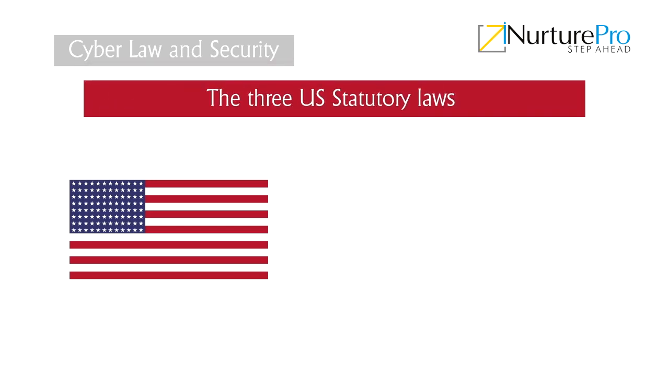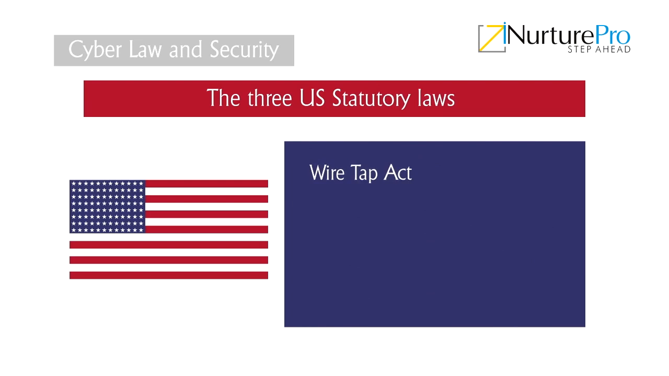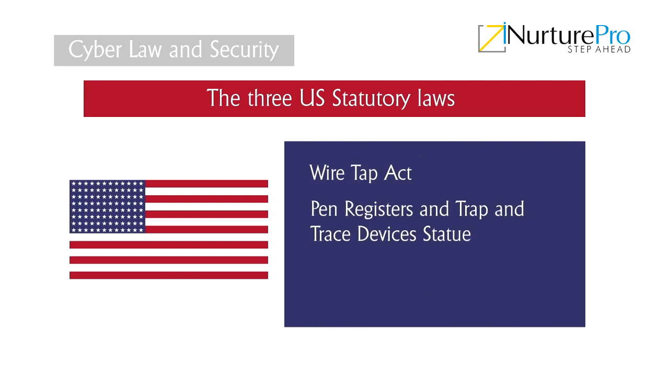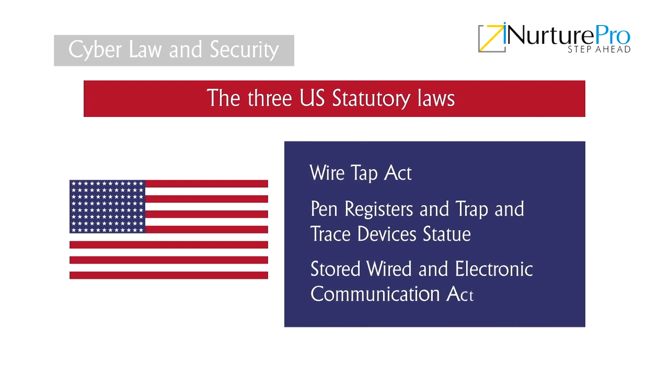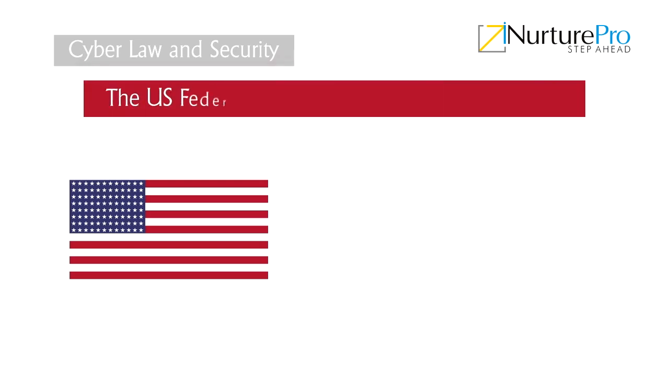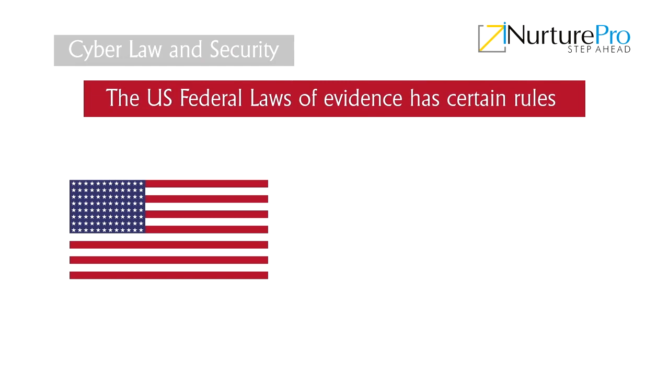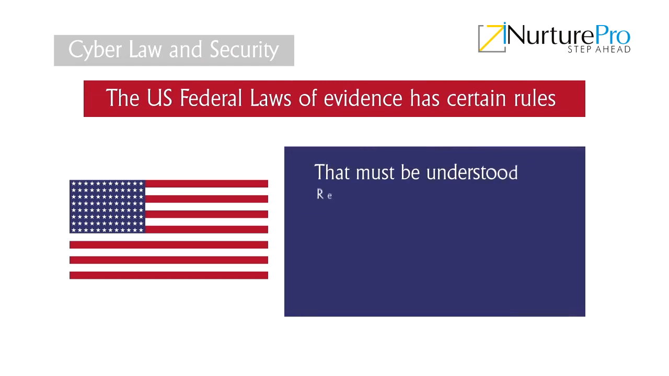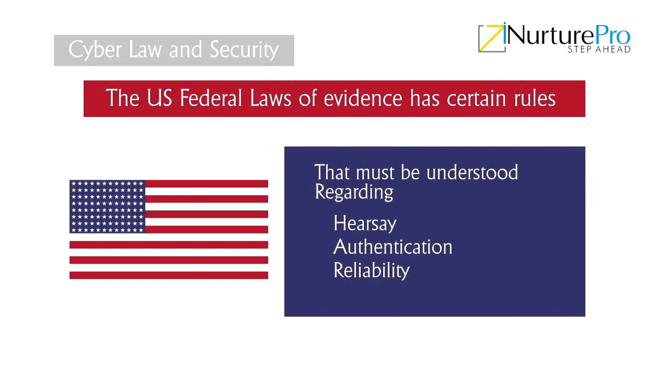The three US statutory laws: the Wiretap Act, the Pen Registers and Trap and Trace Device Statute, and the Stored Wire and Electronic Communication Act. The US federal laws of evidence have certain rules that must be understood regarding hearsay, authentication, reliability, and best evidence. Next, let us see these rules in detail.